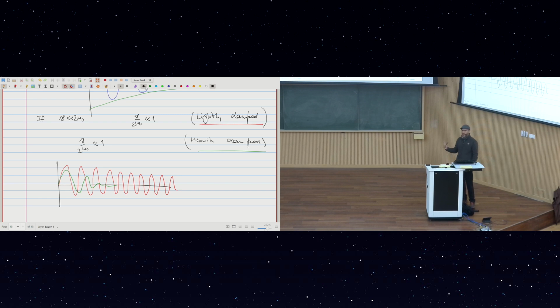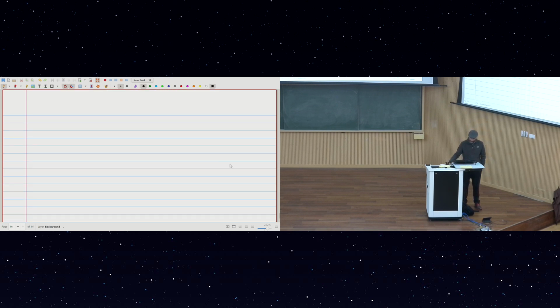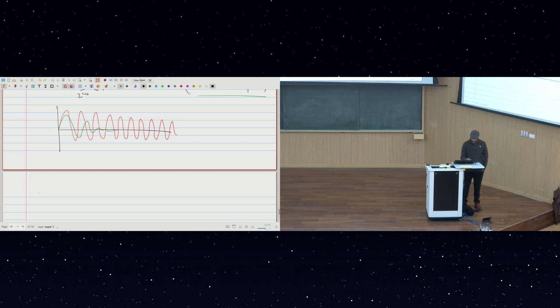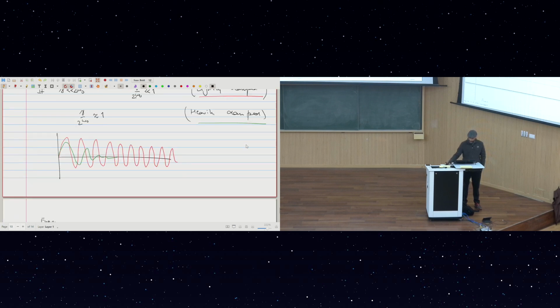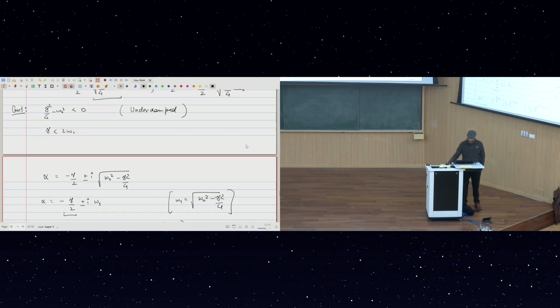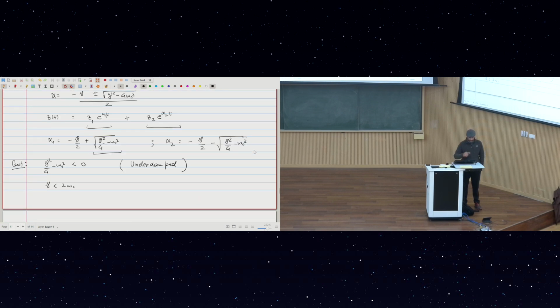Is the nature of the solution clear? So now let's see some energy ideas. Overdamped, have we talked about overdamped? We talked about underdamped. Overdamped is case 2 that I will talk about later.